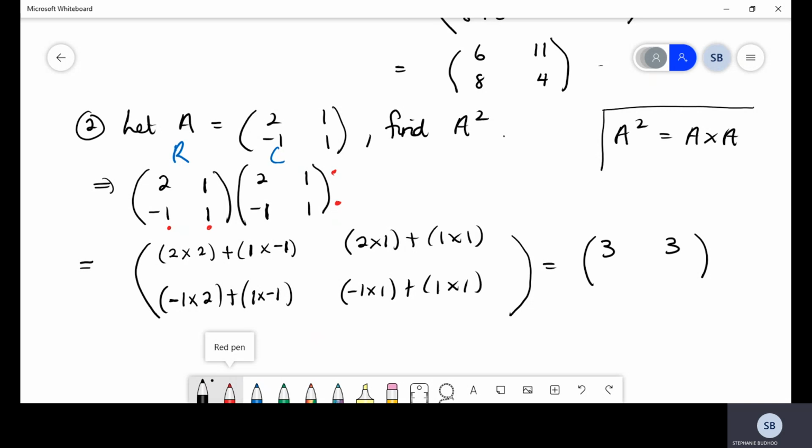Then we have -2 plus -1 gives us -3, I believe. And then finally, what do we have here? -1 plus 1 gives us 0. So you guys can go ahead and check. I believe this is definitely correct. I have some answers worked out here. This is correct. And you guys can try that on your own.